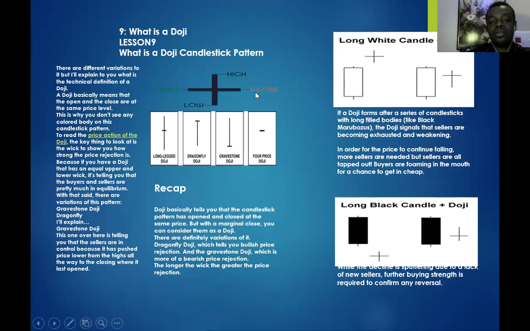This one is the gravestone doji. Whenever you see it at the top of a buying market, it means that the sellers are about to take over. So if you are already in a buying market, you close your buy. The same thing here, in a selling market, this particular doji appears.